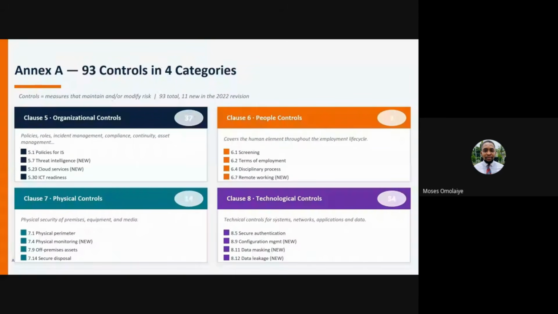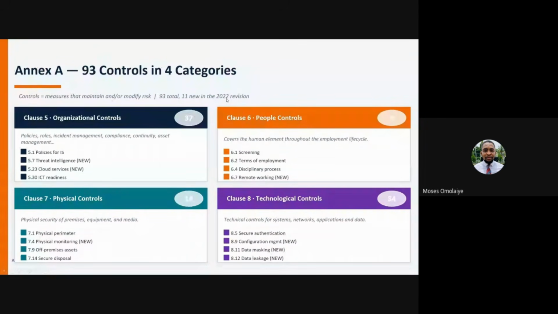So, for instance, in Annex A5, we have 5.1, which is policies for information security, the different policies that are in line with information security. And you can see some of the things they added here, like threat intelligence, which was not there before, cloud services. Then we have A6, which is people controls, when HR is screening people before employment, in terms of employment, remote working, how is it handled, and what's the disciplinary process.